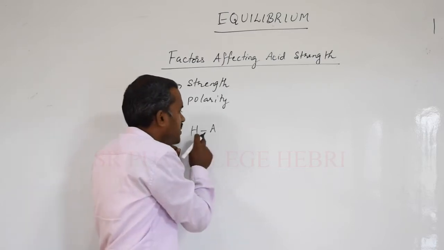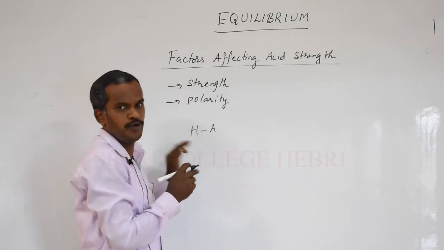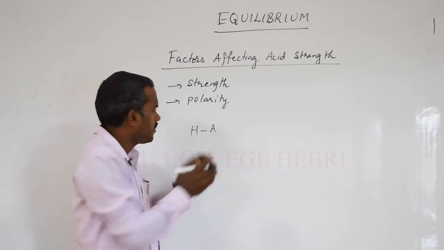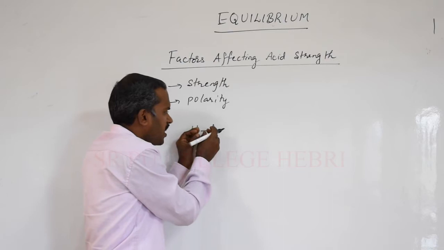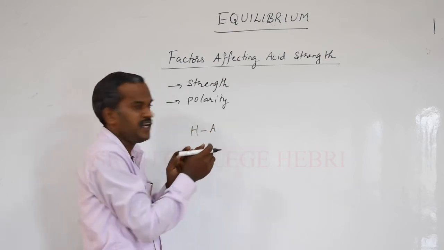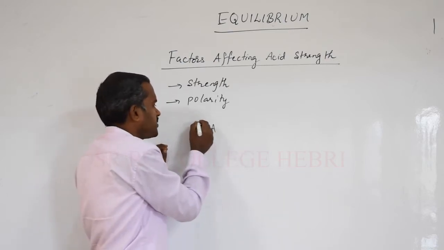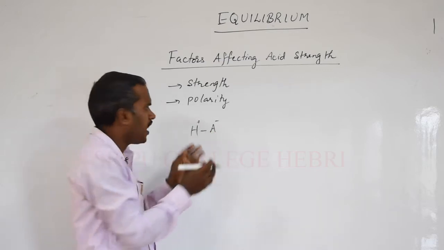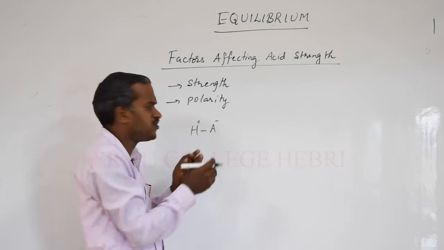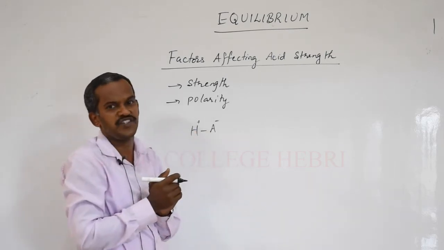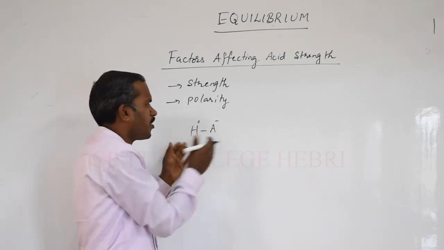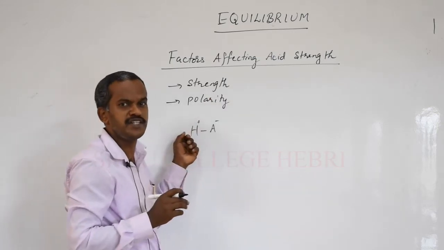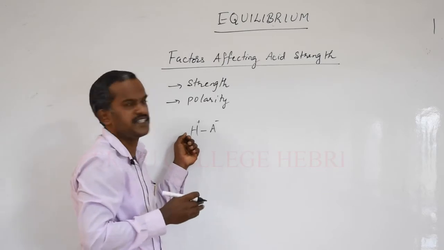Now the second thing is polarity. Whenever there is a larger difference in electronegativity, you already studied what polarity is, the charges are produced on the different groups. When there is a larger difference in electronegativity, there will be more charge separation. If I say this is positive and this is negative, more charge is produced on the atoms here, then what happens? The breaking of the bond also becomes easier. Bond strength decreases and breaking of the bond becomes easier.